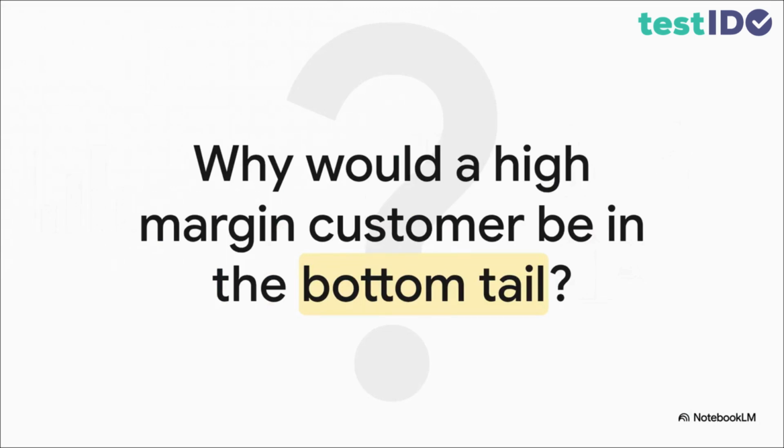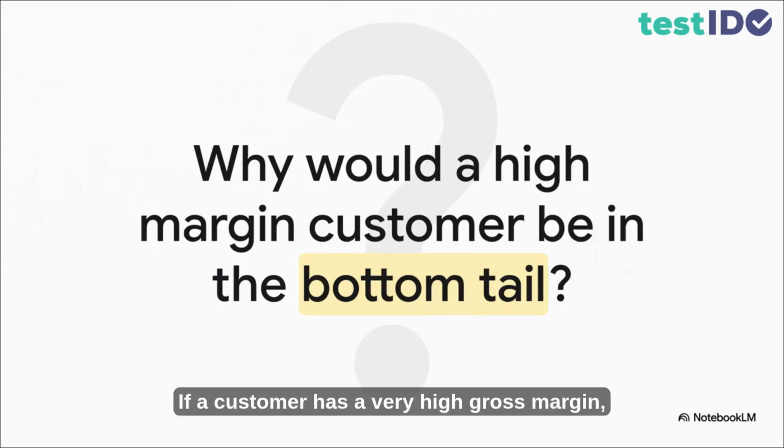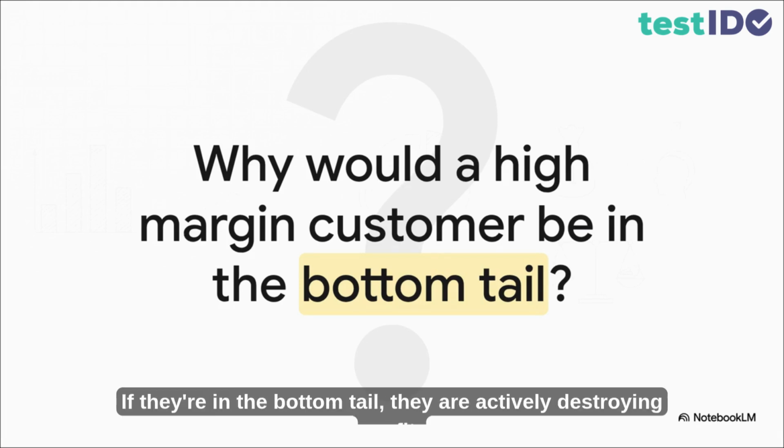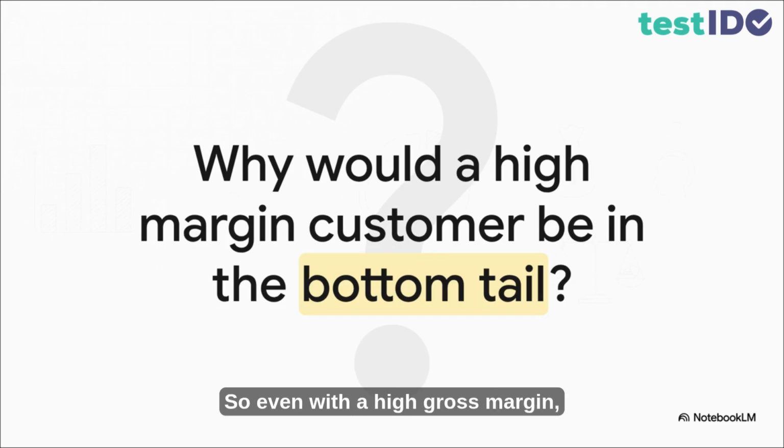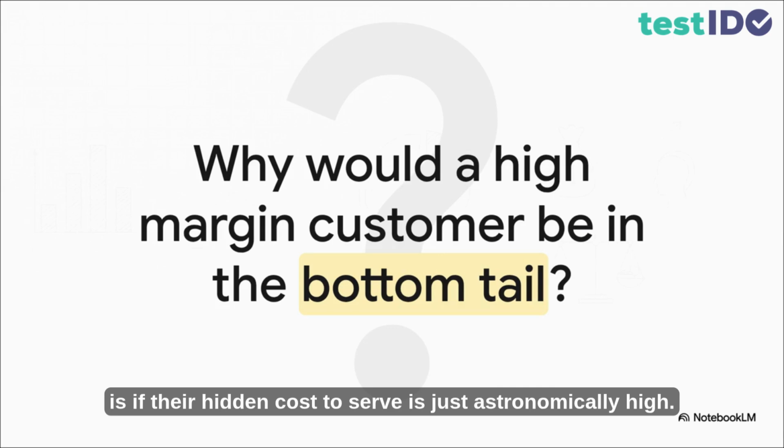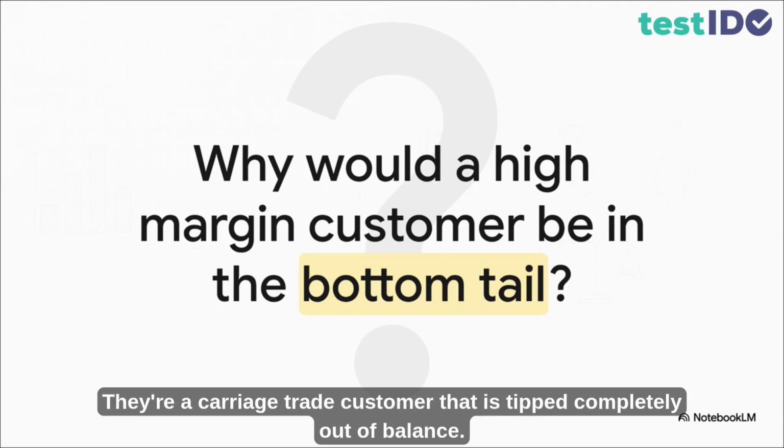All right, I want to wrap this up with a quick challenge to really test your active recall. If a customer has a very high gross margin, but they are located all the way down in the bottom tail of that whale curve we discussed, what must be true about their cost to serve? Think about it for a second. If they're in the bottom tail, they are actively destroying profit. So even with a high gross margin, the only possible way they destroy profit is if their hidden cost to serve is just astronomically high. They're a carriage trade customer that is tipped completely out of balance.